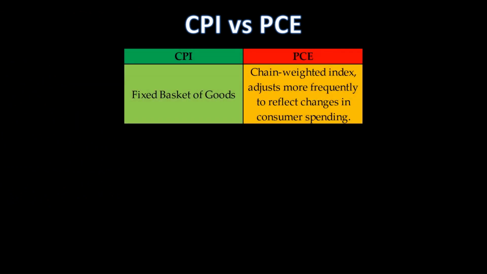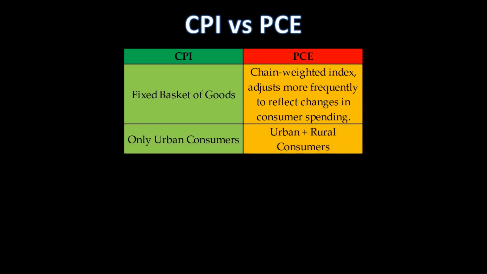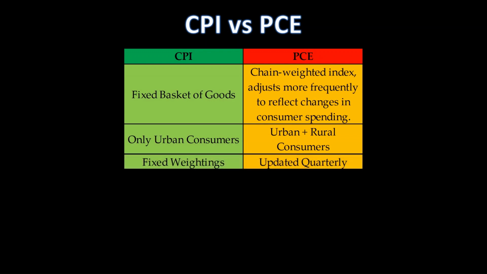The CPI on the left-hand side measures a fixed basket of goods versus the PCE, which is a chain-weighted index. It adjusts more frequently to reflect changes in consumer spending. This is a point of contention for many analysts. They don't like the fact that the PCE is more flexible. The CPI measures only urban consumers versus the PCE, which is more widespread, measuring urban and rural consumer prices. The CPI uses fixed weightings. The PCE is updated quarterly. It's more flexible to changes.